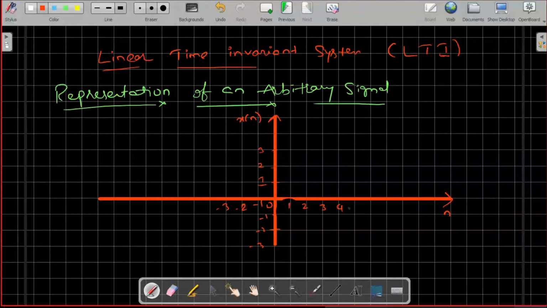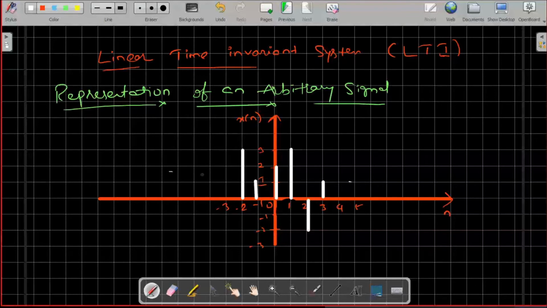Now see, randomly I'm taking the values. At 0 let us say the amplitude is 2, at 1 the amplitude is 3, at 2 the amplitude is -2, and at 3 the amplitude is 1. Similarly for the negative time, at n is equal to -1 let us say the amplitude is 1, at -2 let us say it is 3, and so on. Let us take any arbitrary signal.